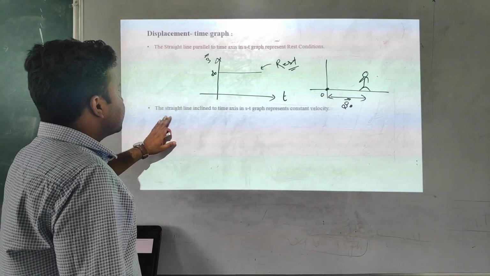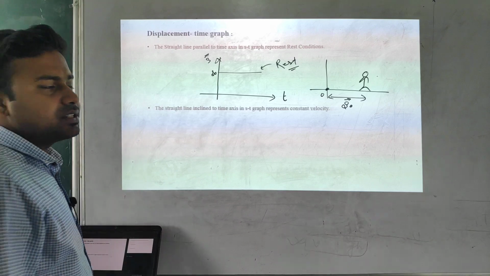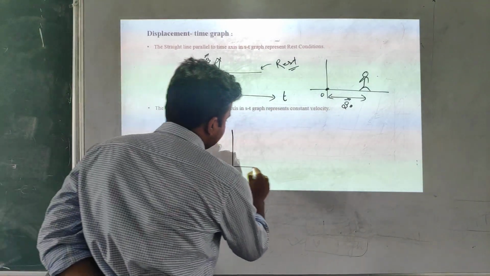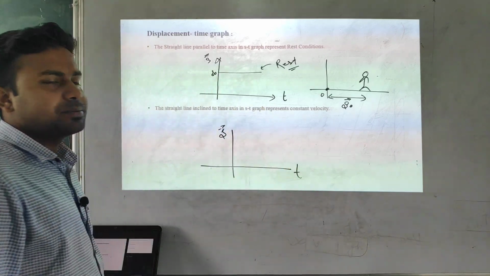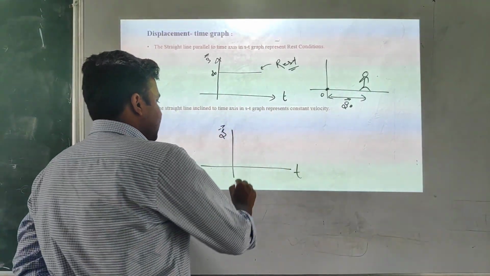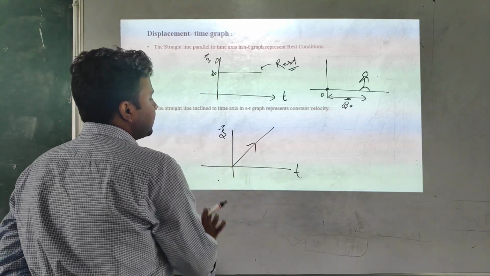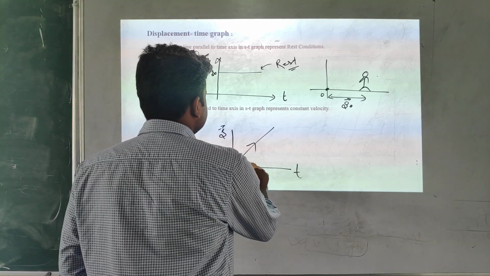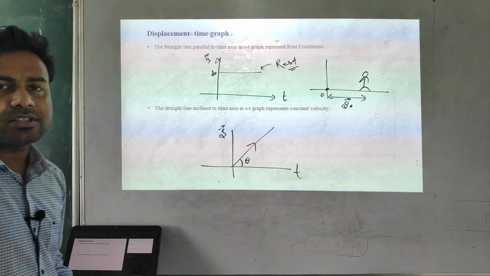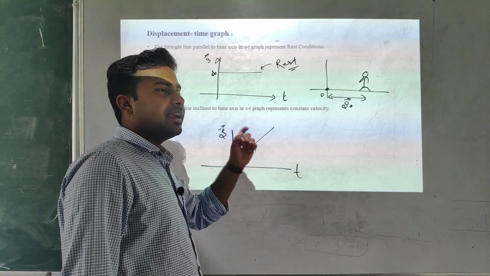Now the next one is the straight line inclined to the time axis. The ST graph represents a constant velocity. Look at this, this one is the displacement versus time graph. Now one line is inclined on the time axis with some angle theta. Later I will tell you the importance of this theta also.